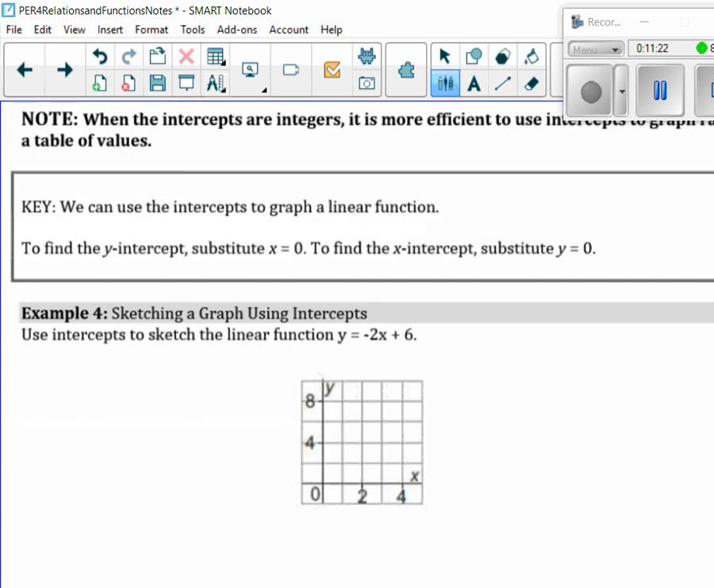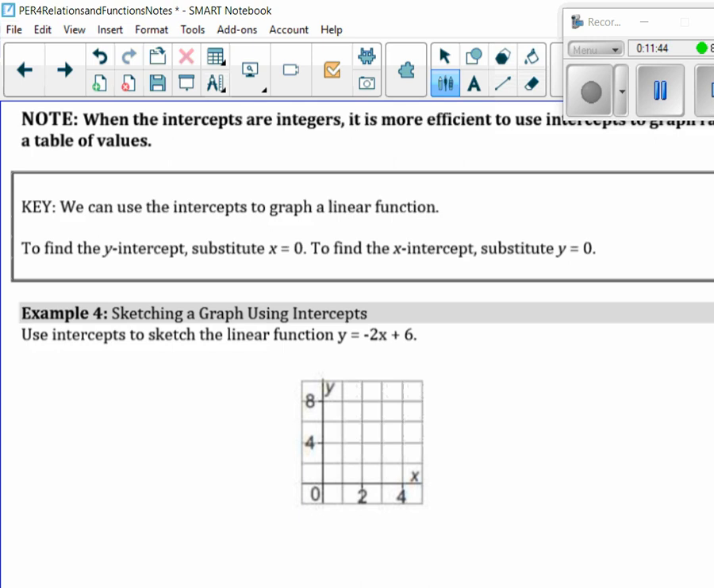So algebraically, if you can't tell graphically, you can do it by solving pretty basic algebra steps. When the intercepts are integers, it's more efficient to use intercepts to graph rather than a table of values. So we can use the intercepts to graph a linear function. To find the y-intercept, substitute x equal to 0. To find the x-intercept, substitute y equals 0. So this is kind of a summary of what we just learned.